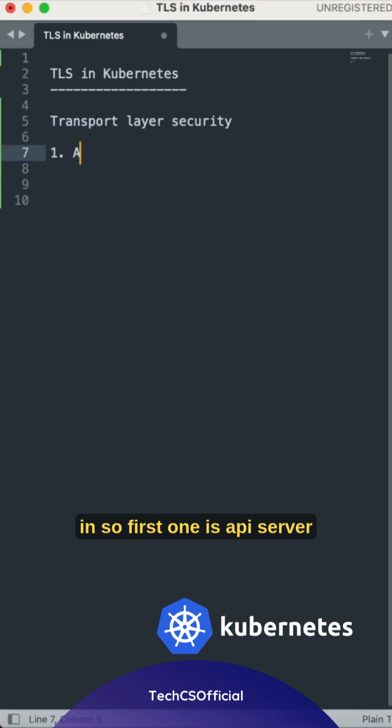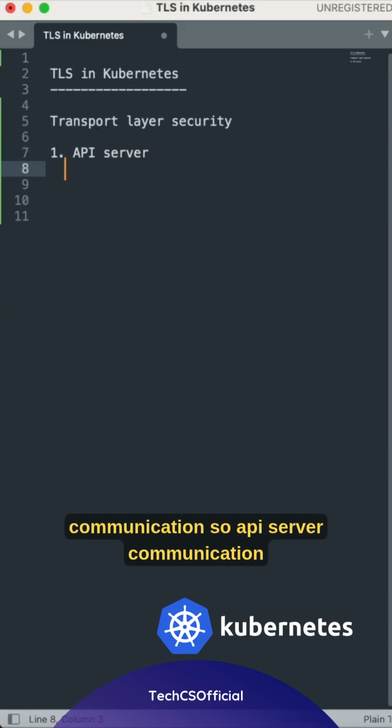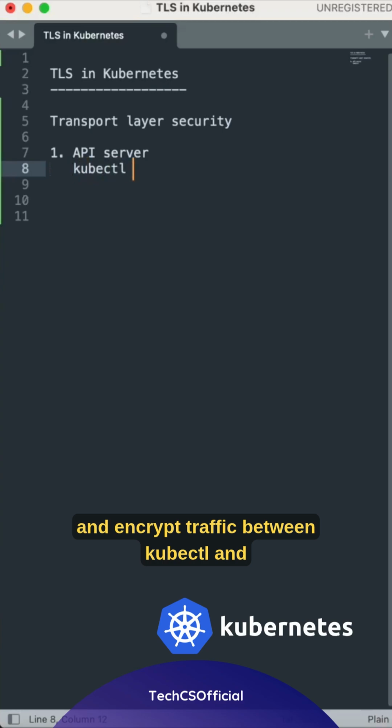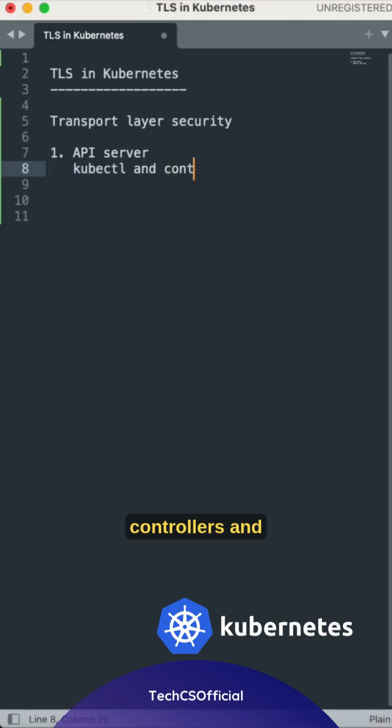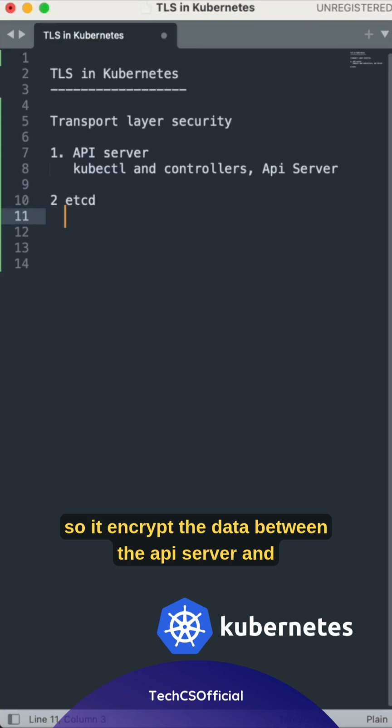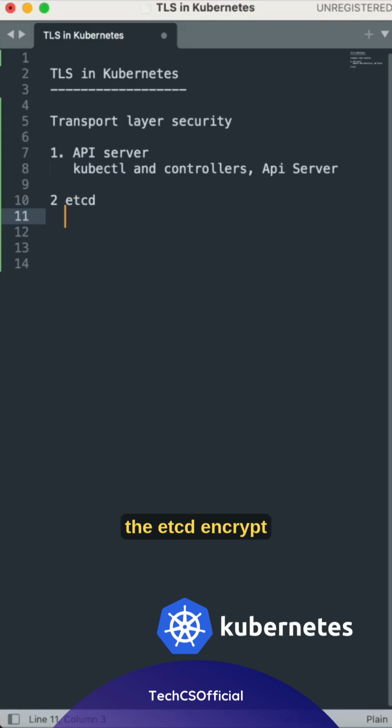The first one is API server communication. It encrypts traffic between kubectl, controllers, and the API server. The second one is etcd communication. In etcd communication, it encrypts the data between the API server and etcd.